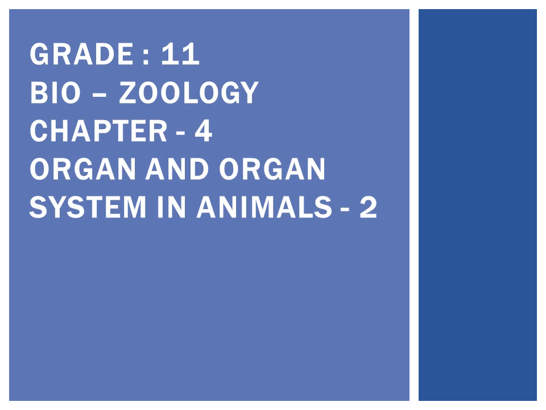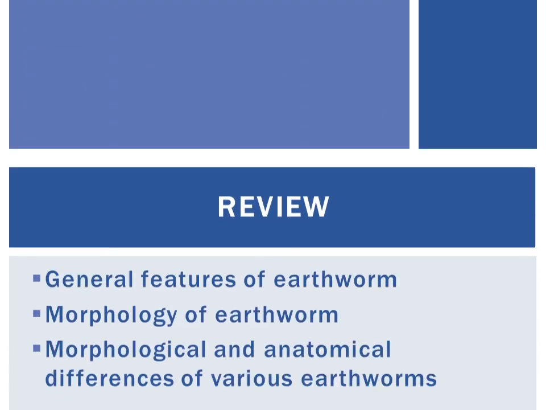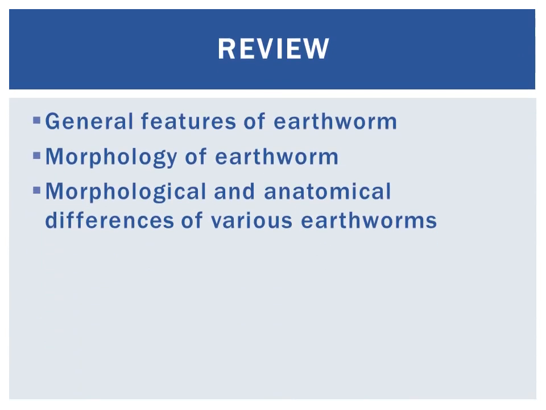And we are discussing chapter 4, organ and organ system in animals. Let us continue this class today. In the previous session, we discussed the earthworm, its morphological features and general features, as well as the morphological and anatomical differences of the two earthworms. Clear? Let us go on to a few more details regarding this earthworm.